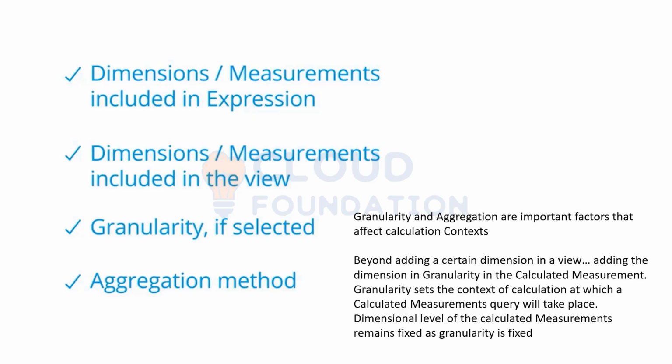So we choose the granularity and we choose the aggregation as well, because aggregation is pretty much necessary when we do a calculated measurement. If you do clicks divided by impressions and you set the aggregation to sum, it will return a sum only and it will never return a percentage. So your aggregation method has to be set as well as you choose your granularity.